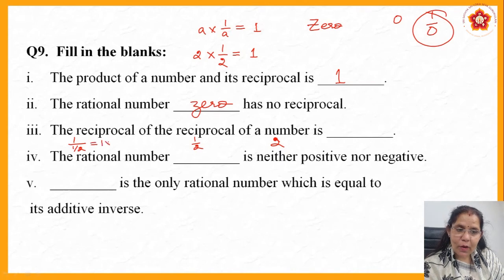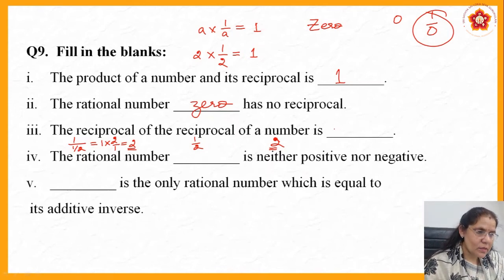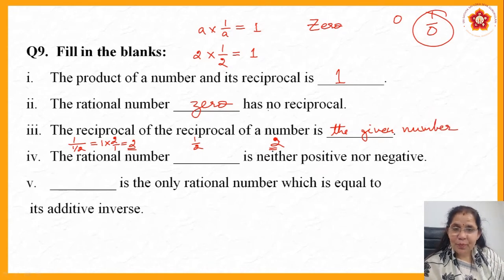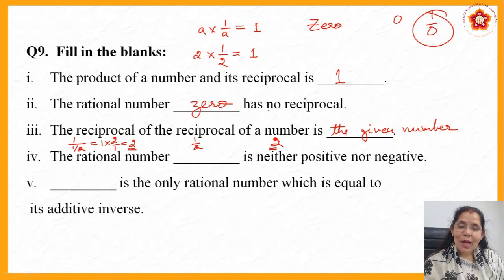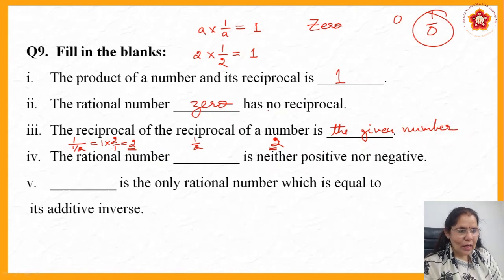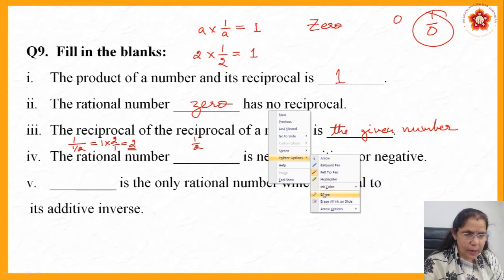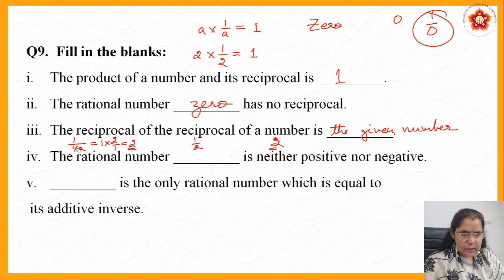So what will it be? 1 multiplied by 2 upon 1, that is 2. So is it equal to the given number? Yes. The reciprocal of the reciprocal of a number is the given number. Any number you can take. Number is 3. Its reciprocal is 1 upon 3. And reciprocal of 1 upon 3 is again 3. That is equal to the given number. Before moving on to the fourth part, let me just erase these.